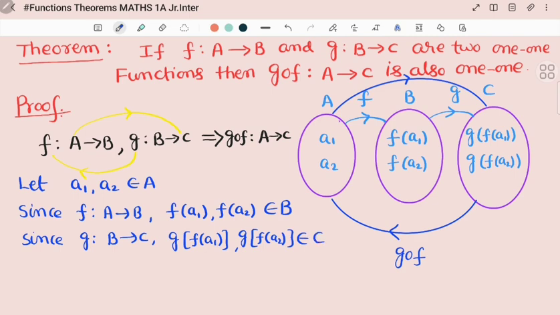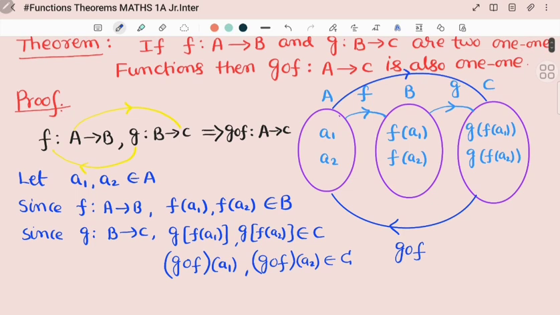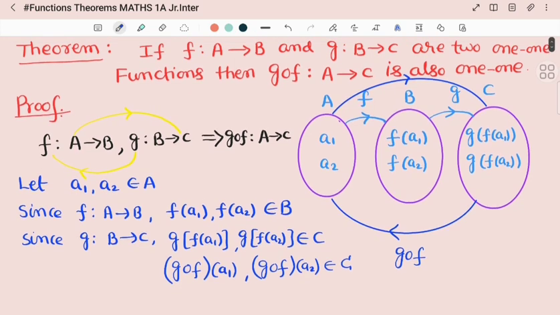g of f of a1, by the definition of composite function, we can write as g circle f of a1. Next, g circle f of a2, which belong to set C. Okay, whatever I wrote in the figure there. They are asking to prove g circle f from A to C is 1-1. The 1-1, onto, definition, functions basics, 2 marks questions, and 7 or 4 marks problems I explained in the videos. Once go to the playlist, dear students.